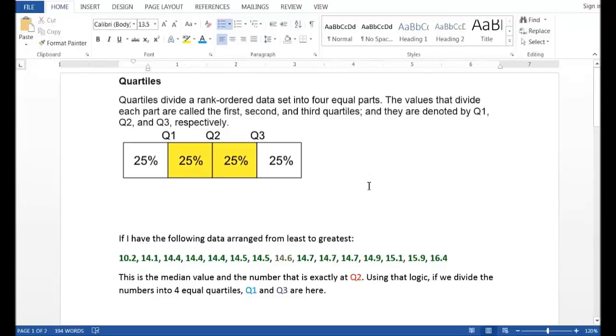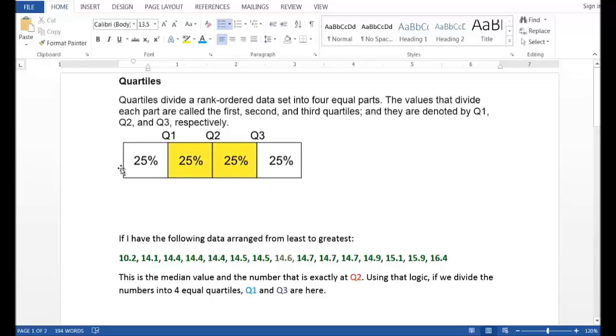I want to let you know about quartiles. Quartiles are another measurement of where the data is, where it kind of falls in terms of percentages. Quartiles divide a rank-ordered data set into 4 equal parts, meaning there's some sort of order to the data that you have, and if there's an order, then you can split it into 4 equal pieces. 25% in the first piece, 25% in the second piece, etc., as you see here. So the values that you divide, each part is called the first, the second, or the third quartile.